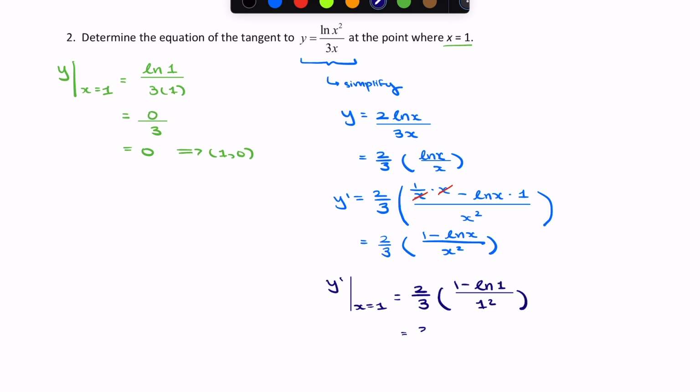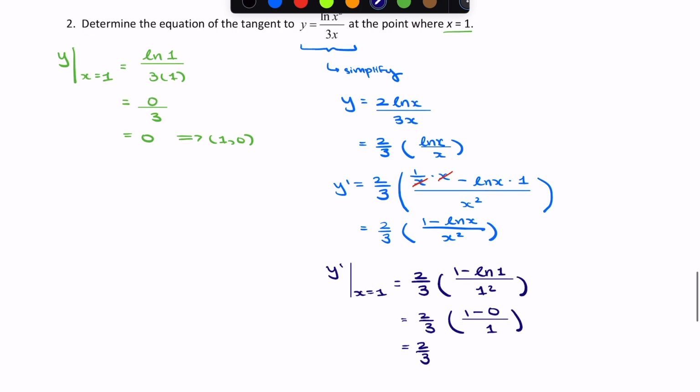Here we have 2 over 3, 1 minus 0 over 1. It's just 1 over 1. So here we'll just be left with 2 over 3.